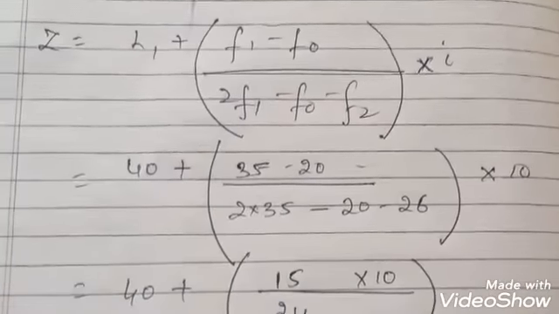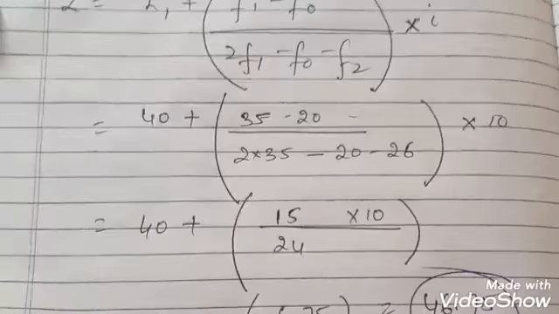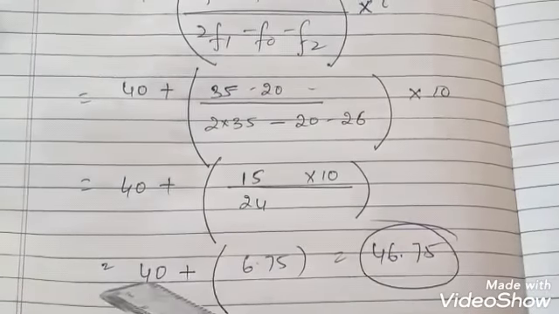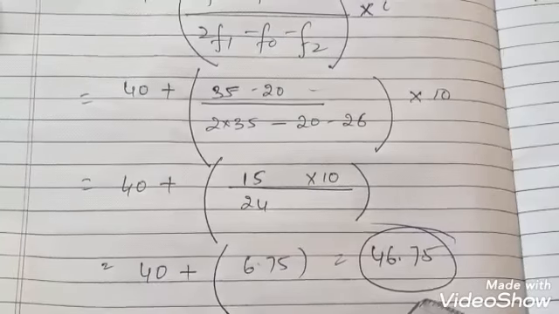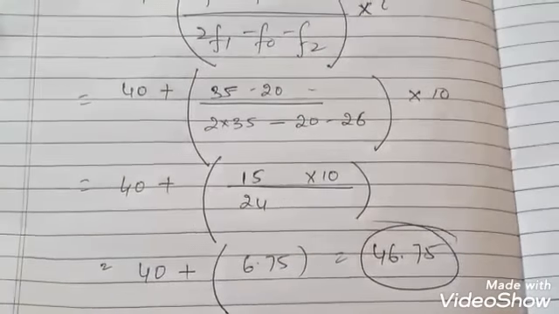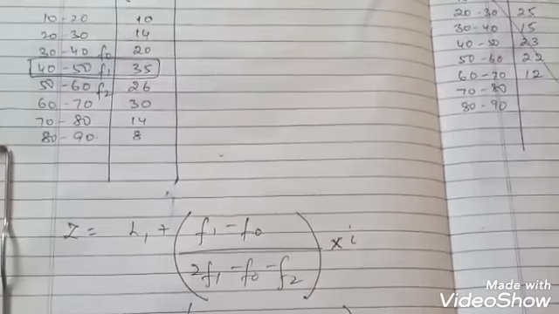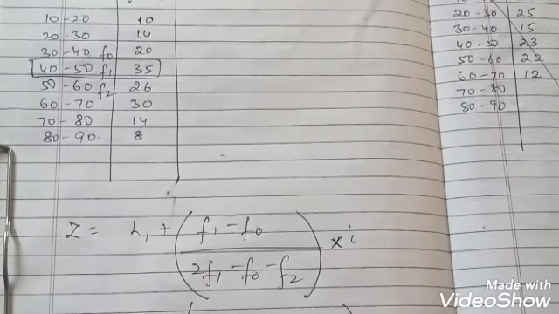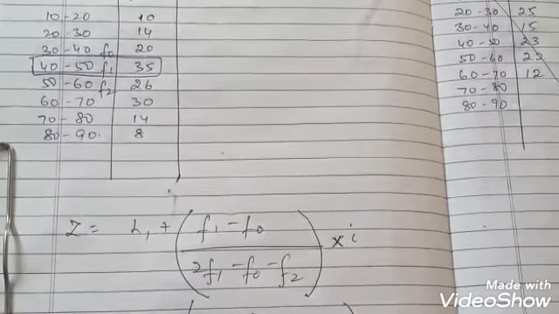Put in all the values and solve the bracket part first, and then add or minus whatever it is to the L1. You get 46.75, and the answer always lies in the modal class which you had calculated or estimated by looking at the highest frequency.